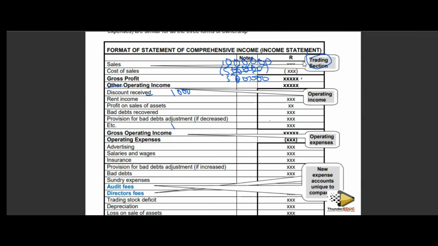Now we have rent income. What is this? This is also other income. Rent income, let's say we have our building, okay? And we are not using the whole building for our business. So we can take some part and give it to some other tenant, okay? So this tenant will be paying us money, in the form of rent, will be giving us rent money.